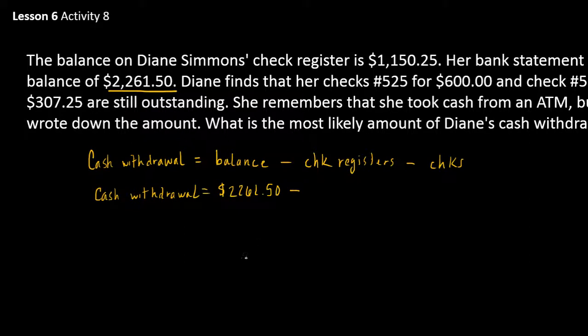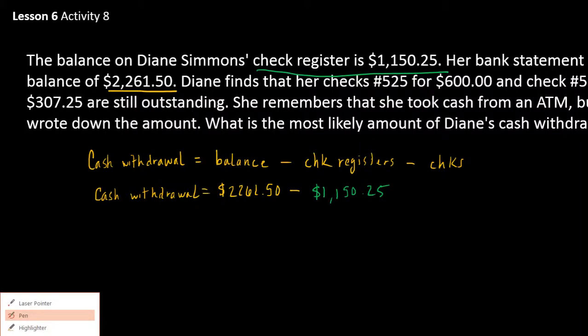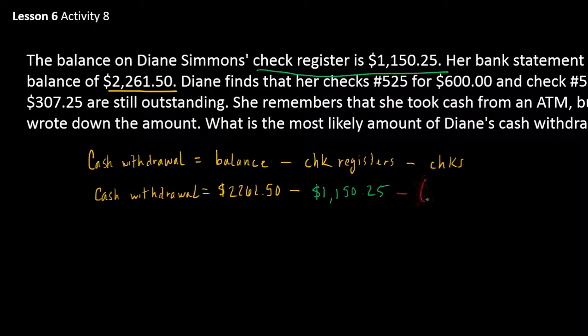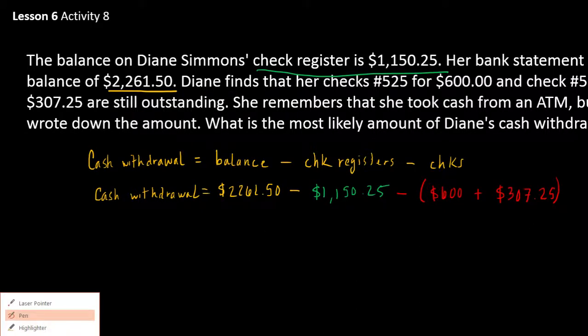Minus, same technique here with our checks. So let's see, check register is $1,150.25, $1,150.25 minus checks. So her two outstanding checks, so we subtract the sum of these checks, which is $600 and $307.25. Now we've set up our equation and all we have left is to execute.